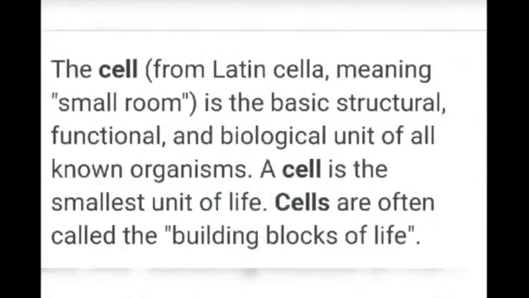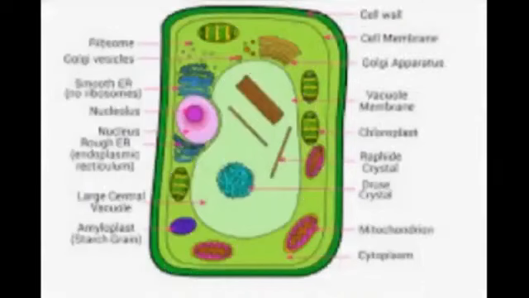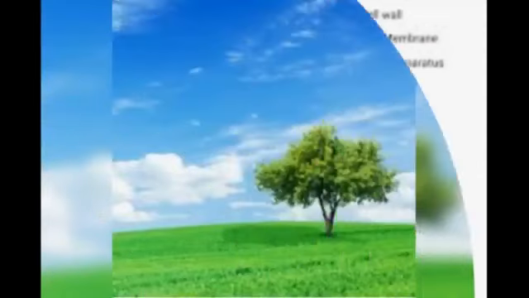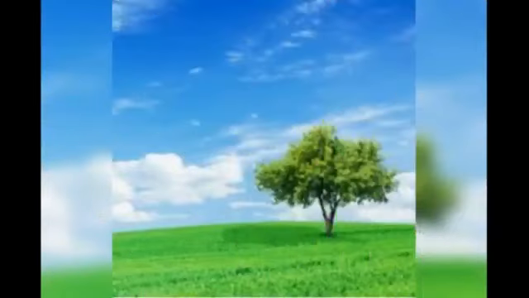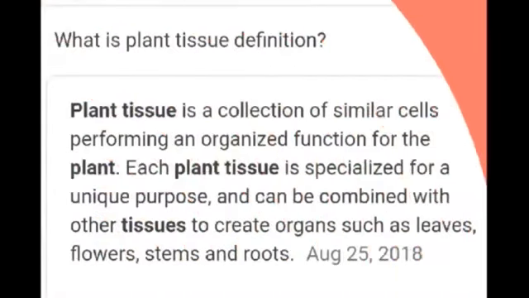The cell, in Latin, is considered to be the basic structural, functional and biological unit of all living organisms. A cell is the smallest unit of life. You can see the plant cell picture over here. This plant cell is not of the same material. You can find different organelles present inside. So a cell consists of various organelles. These cells unite to form the next level called the tissues, which are formed by combinations of the cells.